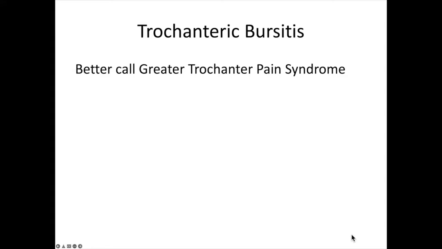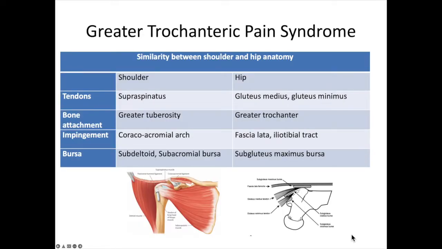Pain physicians always call the entity trochanteric bursa or bursitis, and I think it is much better called greater trochanteric pain syndrome. I just want to draw the analogy between the two conditions in the shoulder and the hip. The tendon of interest in the shoulder is supraspinatus, maybe with some other rotator cuff. The tendon of interest in this hip situation will be the gluteus medius and minimus.